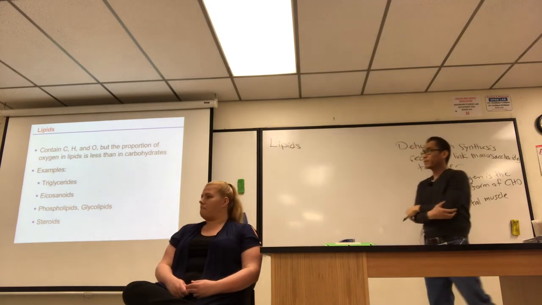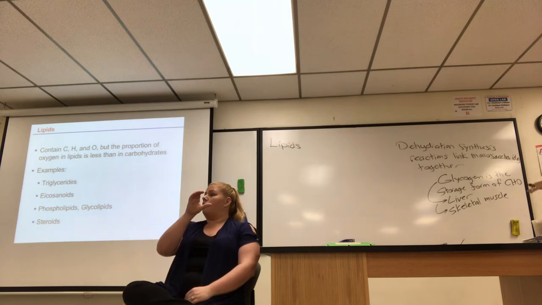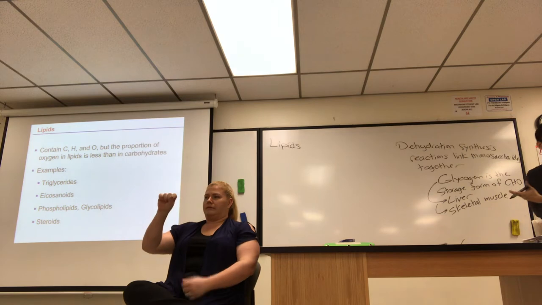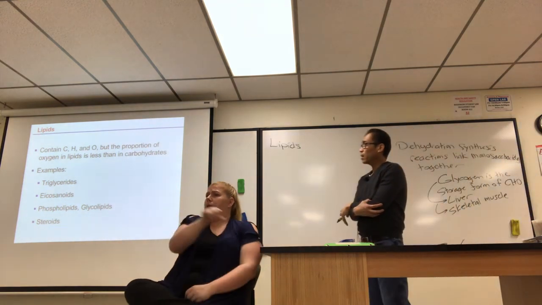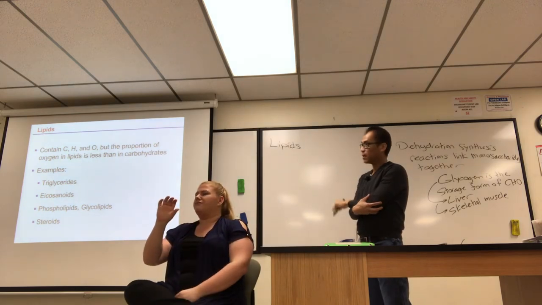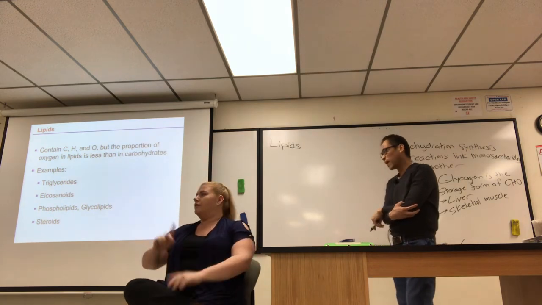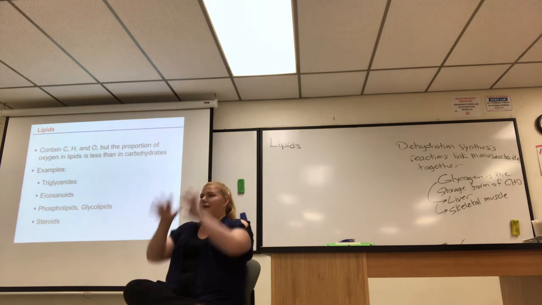Fat, okay, lipids are fat. Well, they also contain the C, the H, and the O, but just in different proportions. They have more carbon and hydrogen proportionally than carbohydrates do. Now, here are the examples in human physiology that we come across a lot. Triglycerides, eicosanoids, phospholipids, glycolipids, steroids. They're all under the umbrella of lipid.